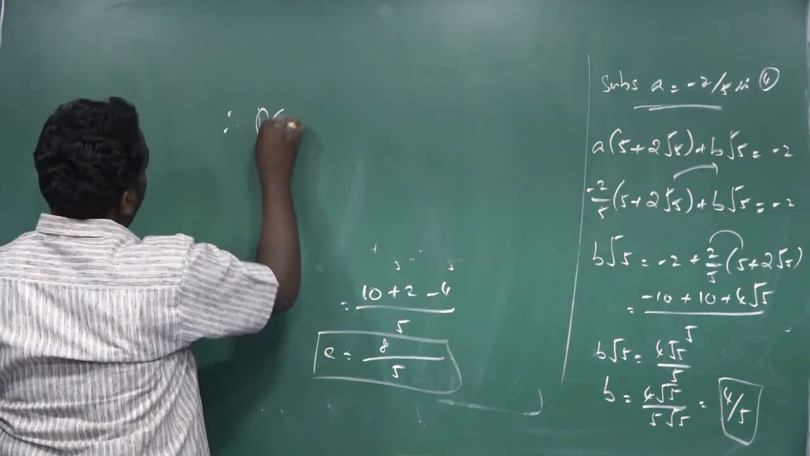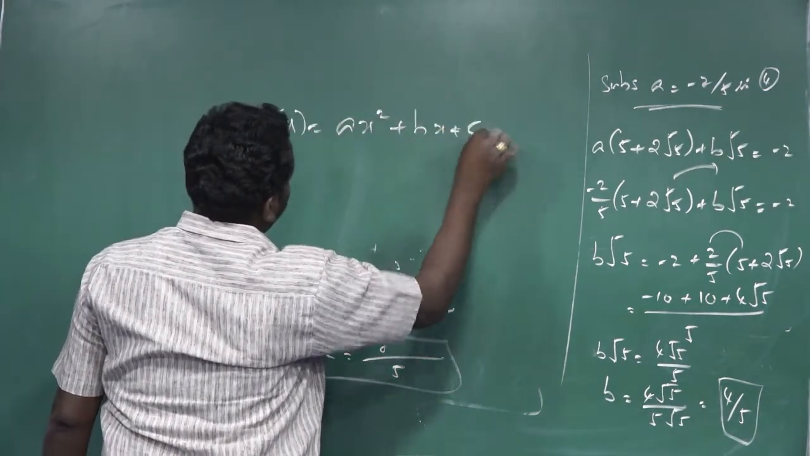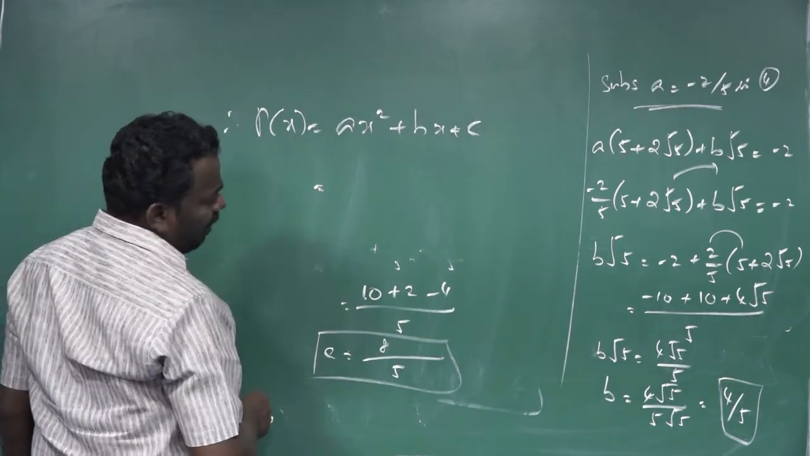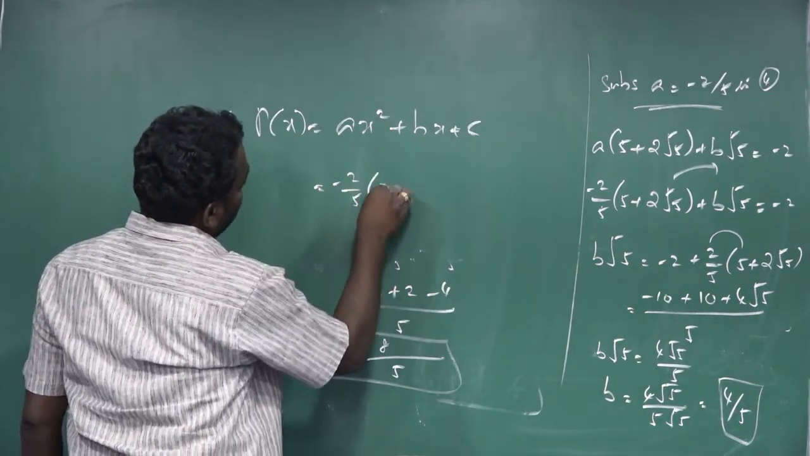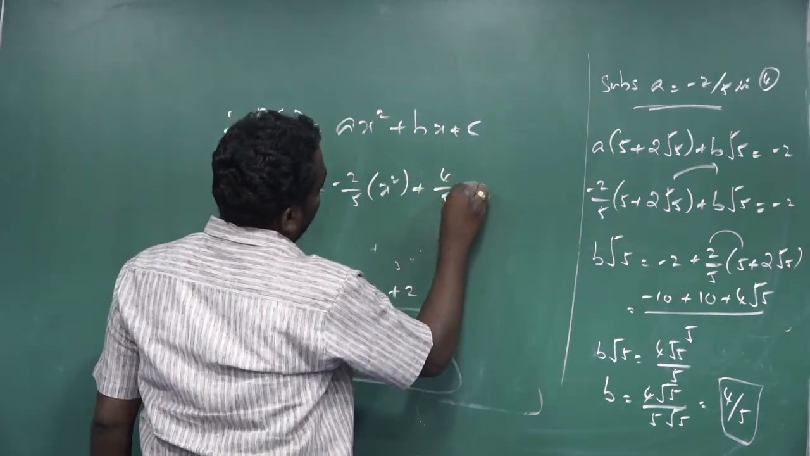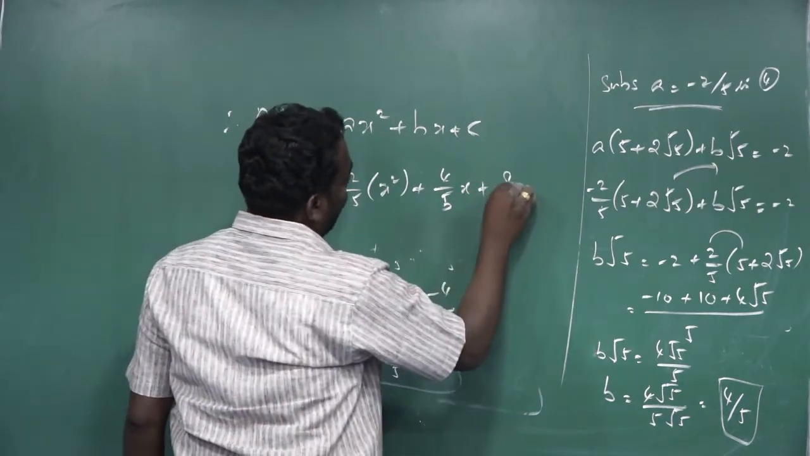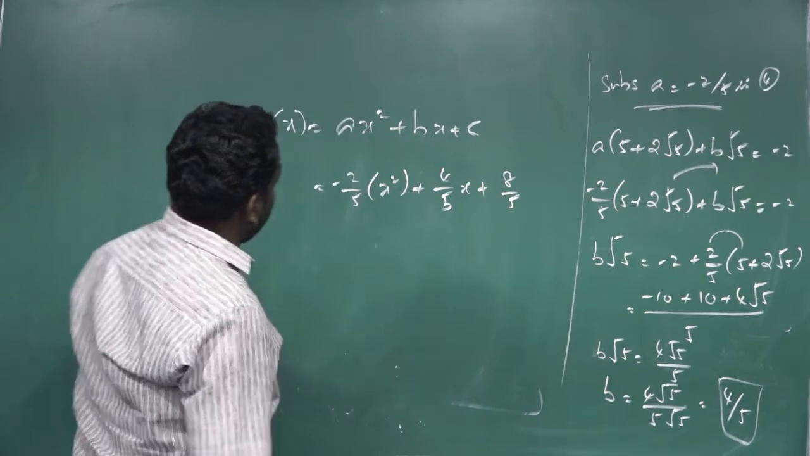Therefore we have p of x defined by ax square plus bx plus c. Here the a value is equal to minus 2 by 5 into x square, plus the b value equal to 4 by 5 into x, plus the c value equal to 8 by 5. Now we just have to take it as a term.